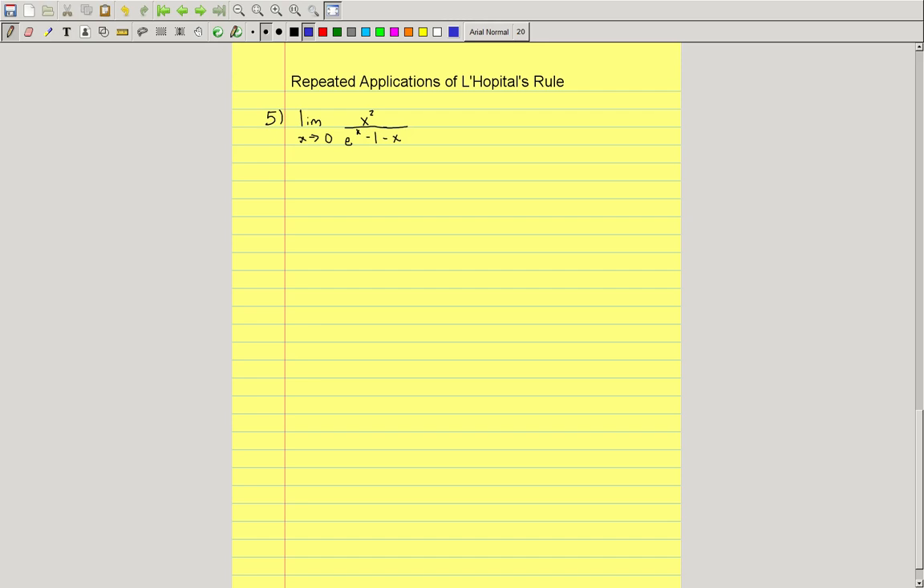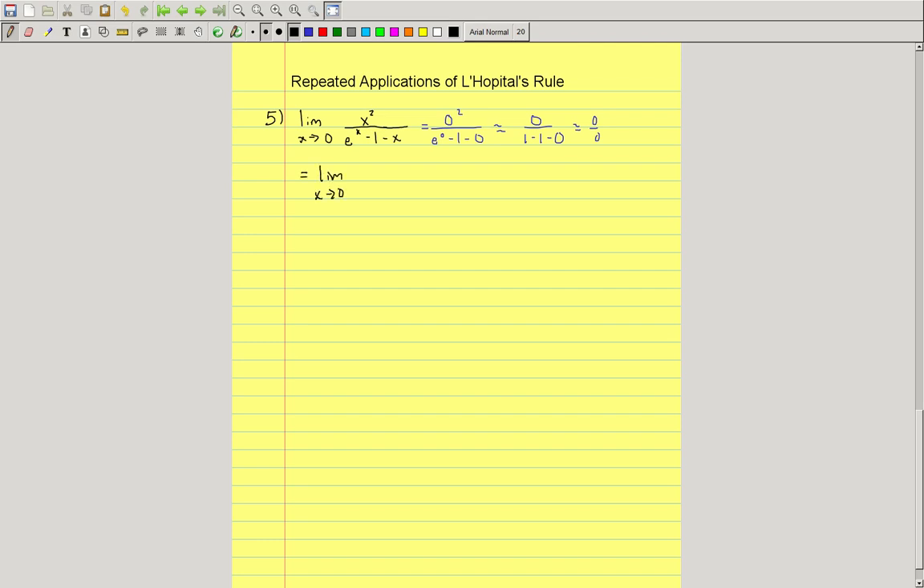Lastly, we have a very special case of L'Hopital's rule, a situation where we need to apply it multiple times to evaluate our limit. So we have the limit as x approaches 0 of x squared divided by e to the x minus 1 minus x. Now, what we're going to do is check to make sure that L'Hopital's rule is satisfied. We're going to do that in blue. We get e to the 0 minus 1 minus 0. And we see that we have 0 divided by 1 minus 1 minus 0, which is indeed 0 divided by 0. So that allows us to apply L'Hopital's rule.